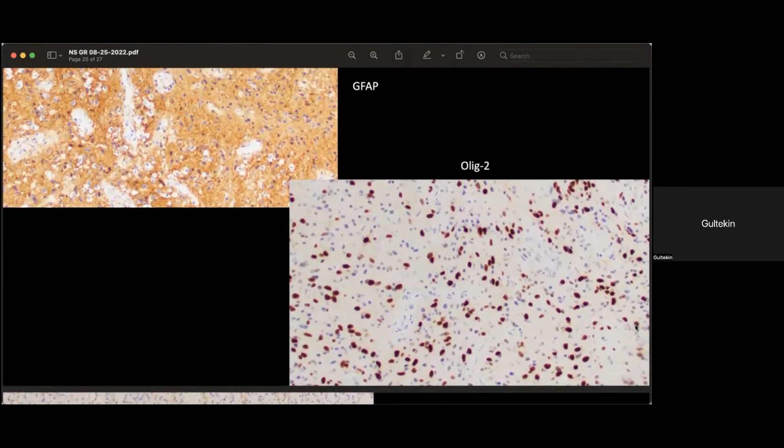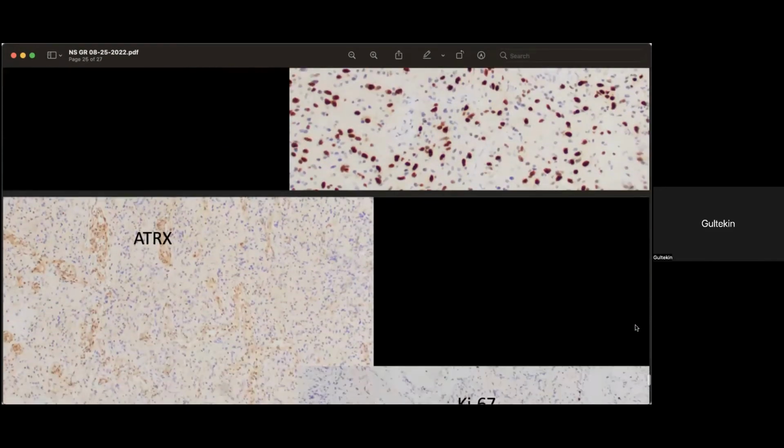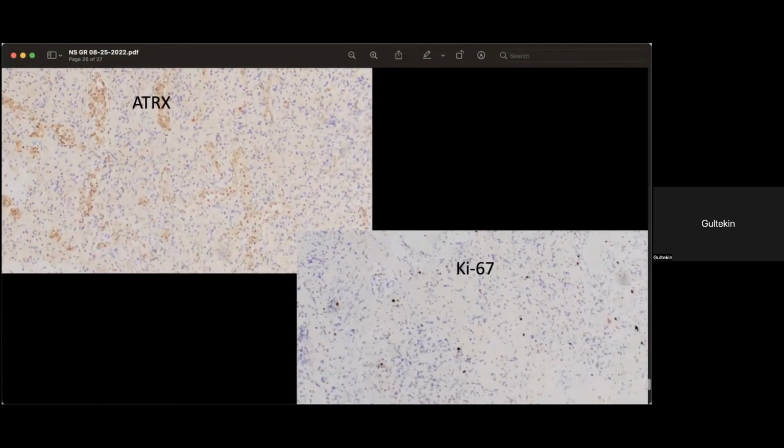Next one is ATRX. ATRX is lost here in tumor cells. To remind you, the loss of this marker is associated with diffuse astrocytoma. True molecularly proven diffuse astrocytomas have ATRX loss. Pilocytic astrocytomas do not have that. Oligos do not have that. There are some exceptions, as in this case.